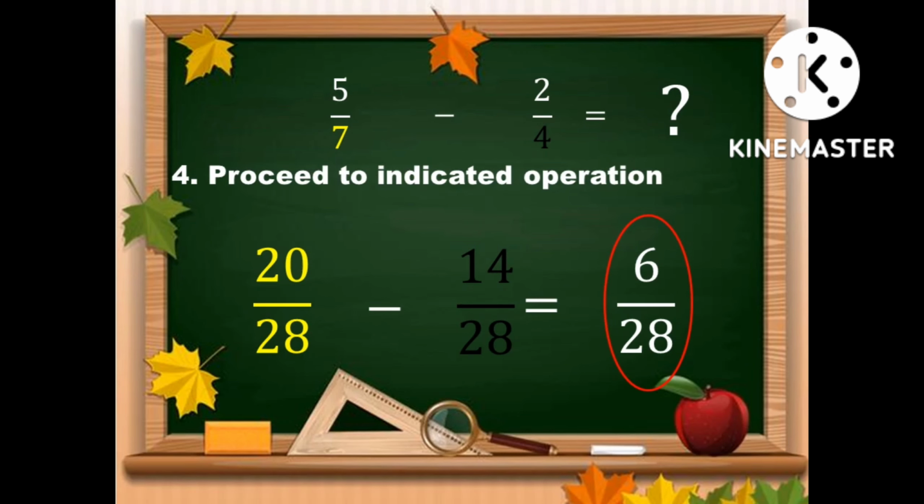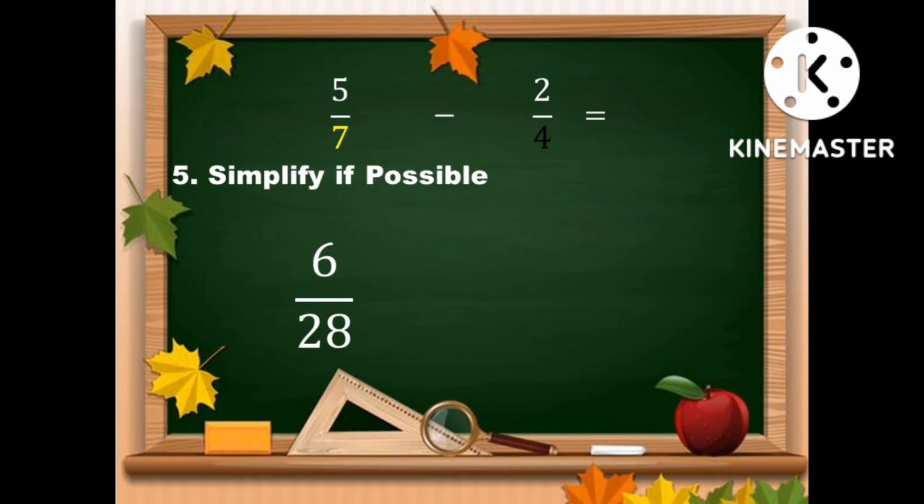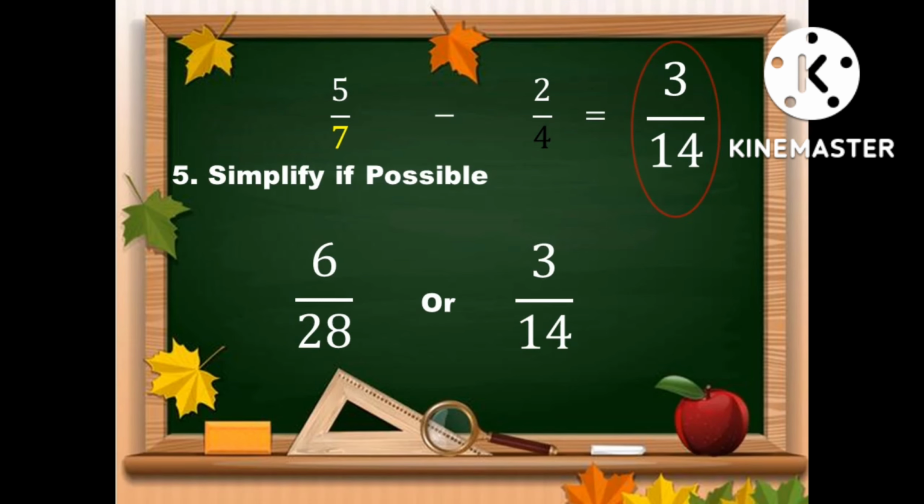Okay, the last step is to simplify if possible. So we have 6 over 28. We simplify this by dividing the numerator and denominator by 2. Therefore, our answer will be 3 over 14. In other words, the difference of 5 over 7 minus 2 over 4 is equal to 3 over 14. There you have it. And that is how you add and subtract similar fractions.